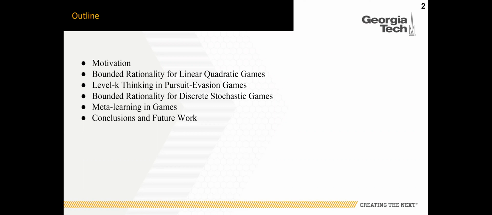So I will start with an easy case of linear quadratic games. Then I will go to nonlinear systems and specifically to pursuit evasion games. Then I will show how this also can be applied to stochastic games. And then finally, I will talk about what we call Metalearning, where we want to see how bounded rationality can be used to learn other agents' learning mechanisms and infer them. And then finally, I will conclude the talk with future work.